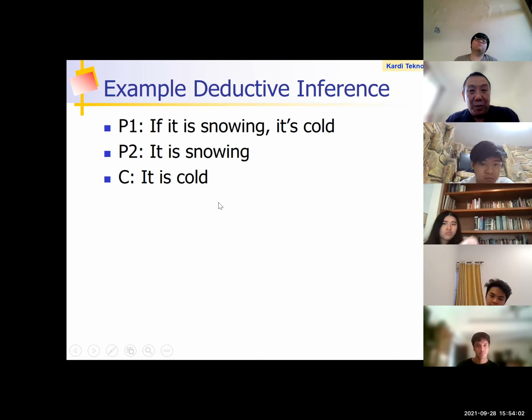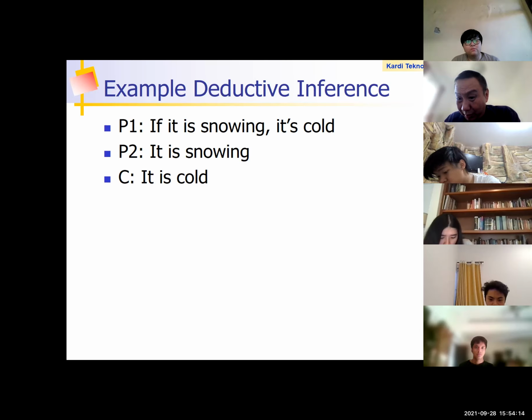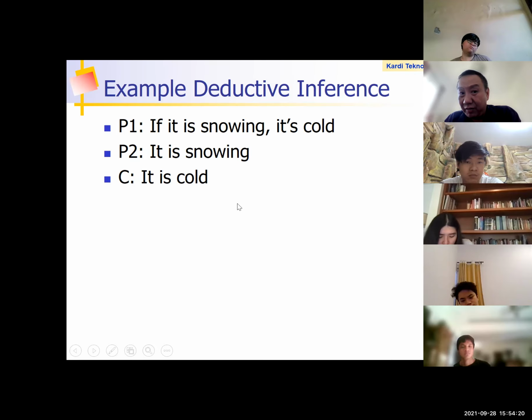Oh, I removed the word usually, right? So if it is snowing, it is cold. It is snowing. Then the conclusion is it is cold, right? So this is an example of deductive inference. Why? There's no probability here. Okay.